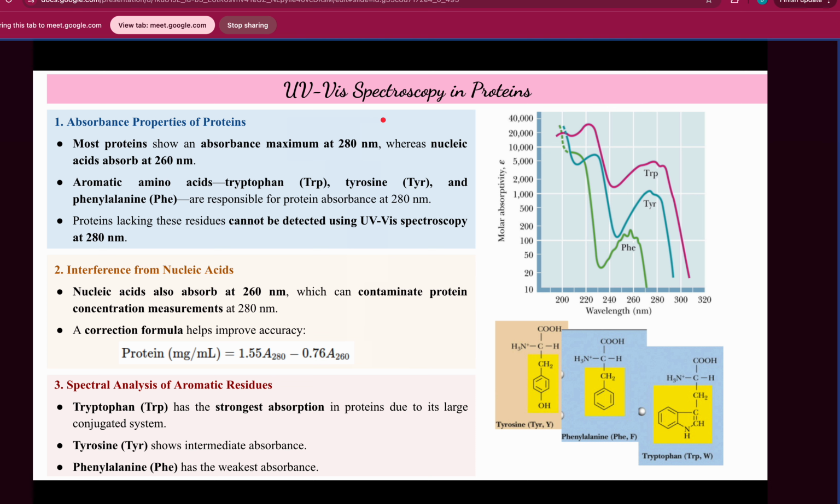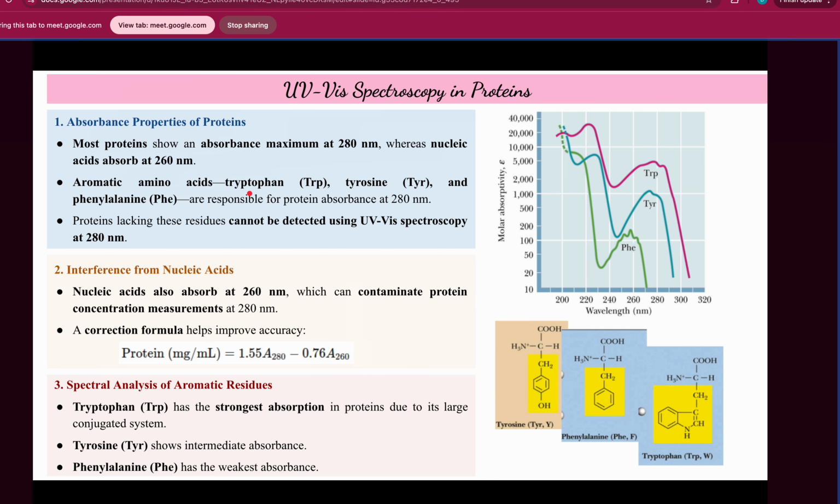Now, how will we check UV visible spectroscopy in proteins? For that, we must understand which amino acids show this absorbance. Most proteins show an absorbance maximum at 280 nanometers, which means at this particular wavelength the proteins will absorb the light. Whereas nucleic acids absorb light at 260 nanometers. These molecules require some energy for the transitions, and that energy is dependent on the wavelength because wavelength and energy are related to one another. So 280 nanometers and 260 nanometers represent the wavelength of light absorbed by these molecules.